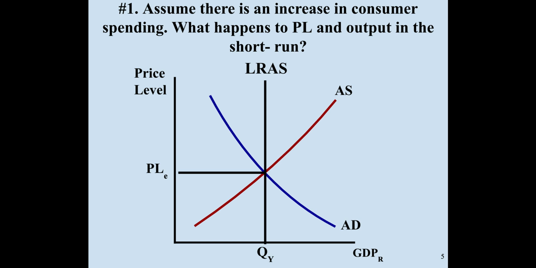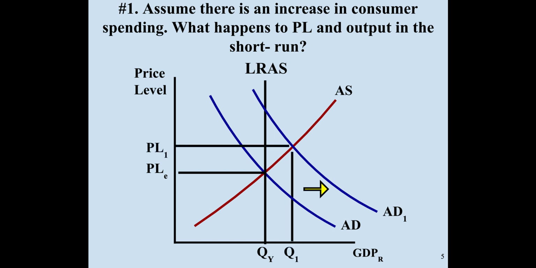Assume there's an increase in consumer spending. What happens to price level and output in the short run? With an increase in aggregate demand, you'll see an increase in the price level and an increase in the quantity.